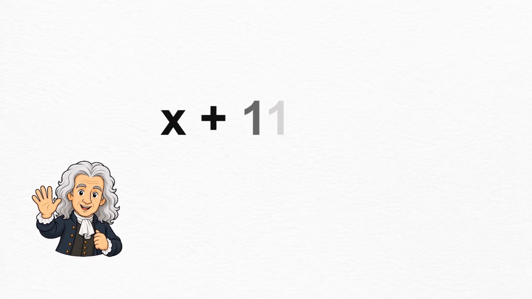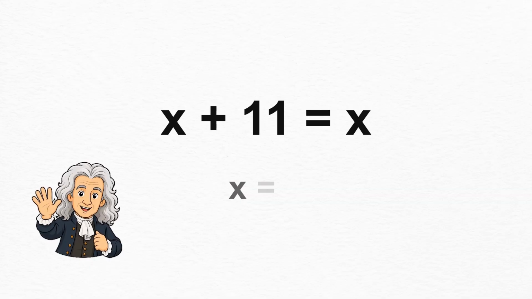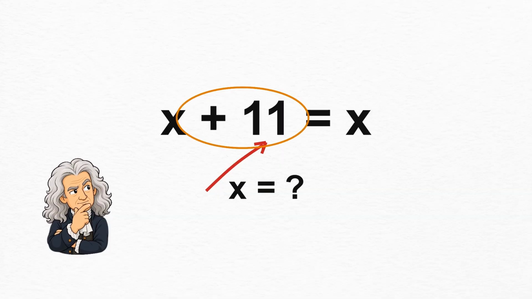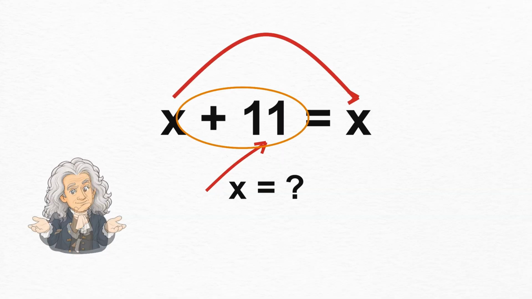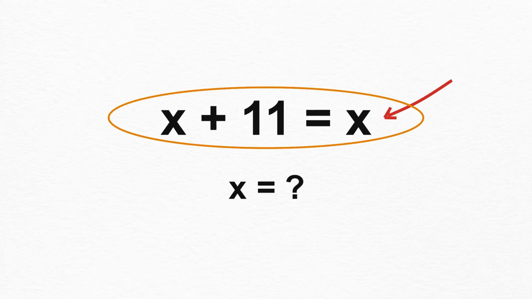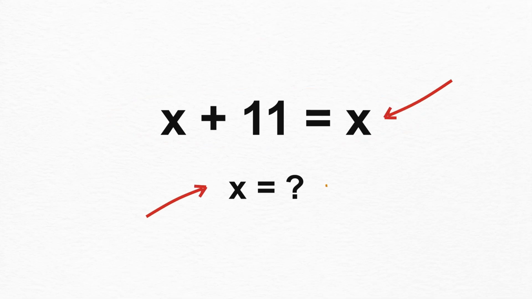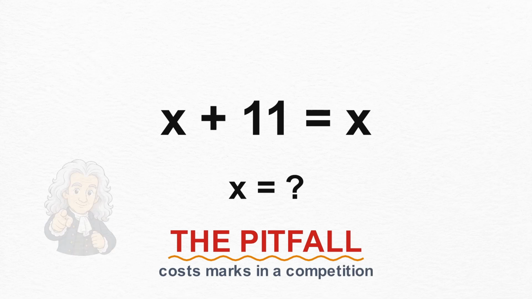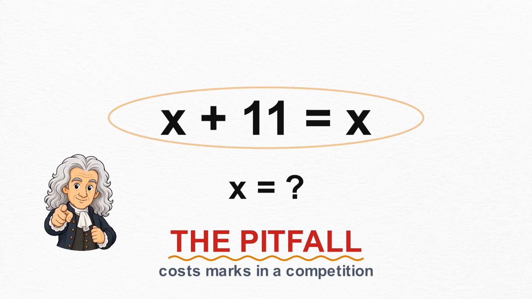Here is an equation. x + 11 = x. Find x. Look at it for a second and it already feels wrong. Add 11 to a number and get the same number back? Nothing does that. And yet, there is a method, one you have used 100 times, that will hand you a clean answer for x. That is the pitfall, and it is exactly the kind that costs people marks in a competition. Pause here and see if you can spot where it goes wrong.